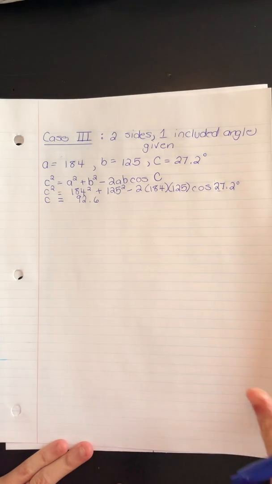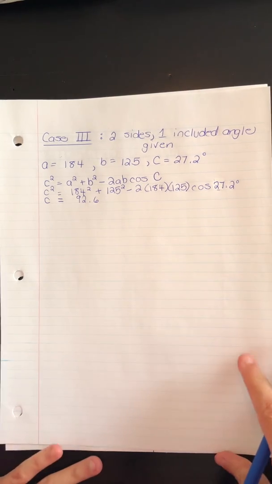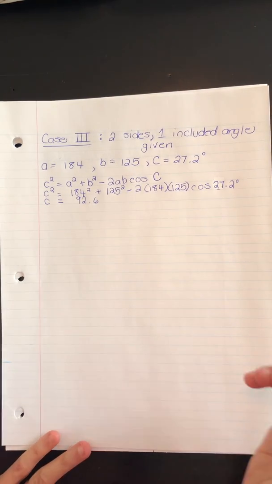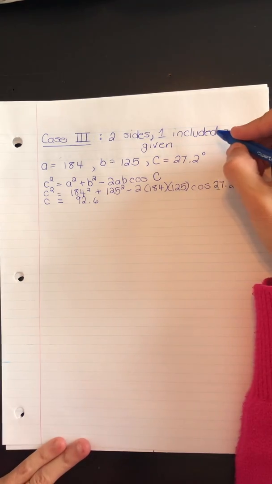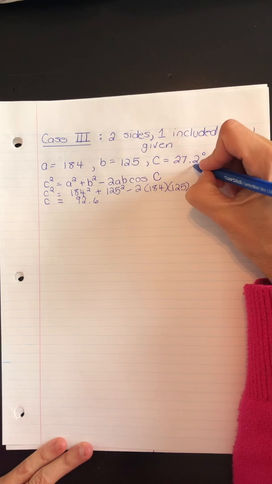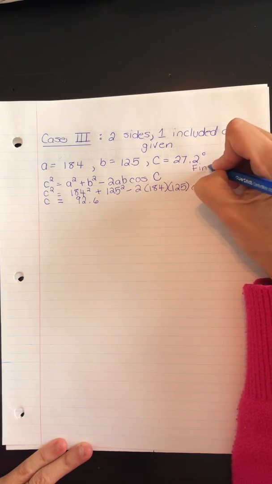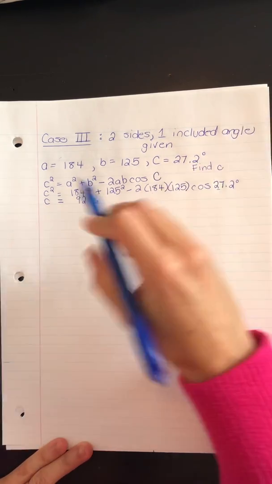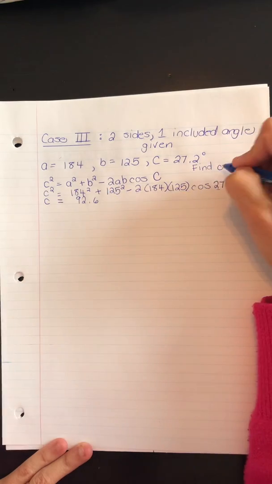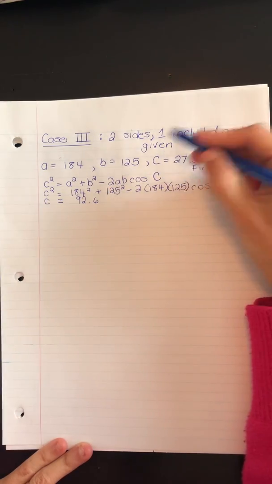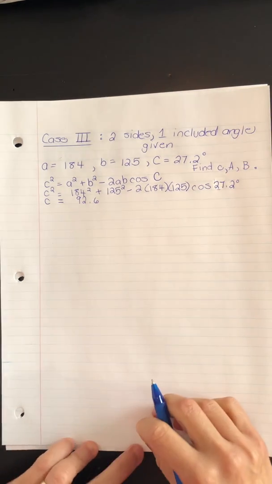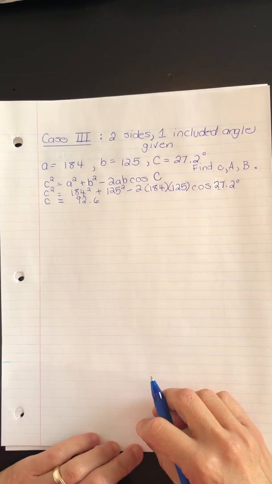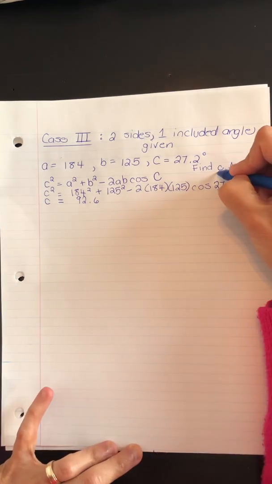Okay, I forgot to write down the 3 things that we were trying to find in this question, so I'm going to do that now over here. So obviously we want to find the missing side length C, but not only that, we're going to find the 2 missing angles A and B. Remember, there will always be 3 things that you need to find when you solve the triangle. So now we've done this.